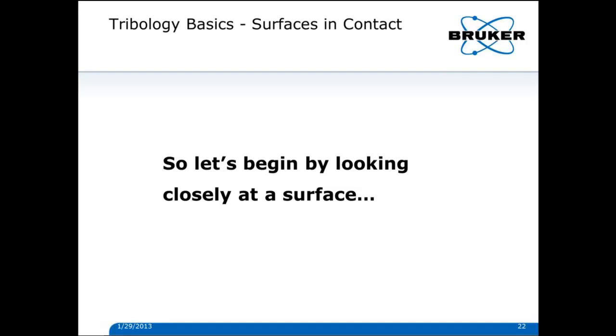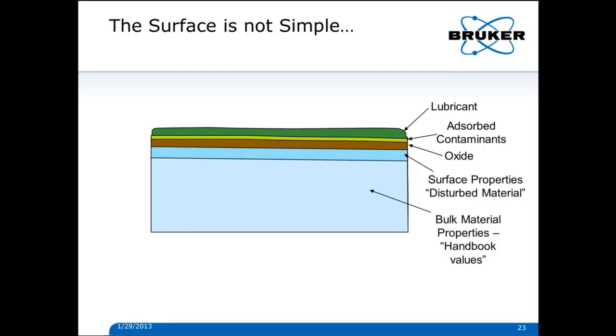So let's begin by taking a little bit closer look at a surface. What do we have on the surface? Well, first of all, it's not simple. Mostly, mechanical engineers look up bulk properties or handbook values, and this is our main surface. So steel has a certain hardness or strength depending on the heat treatment and the type of steel. And on top of this is a layer of disturbed material, I call it, and that's from the manufacturing process or handling process or even prior rubbing. On top of the disturbed material, we have an oxide. On top of that, adsorbed contaminants, at least on Earth. And you may or may not have a lubricant on top of that. So the surface is quite complex.